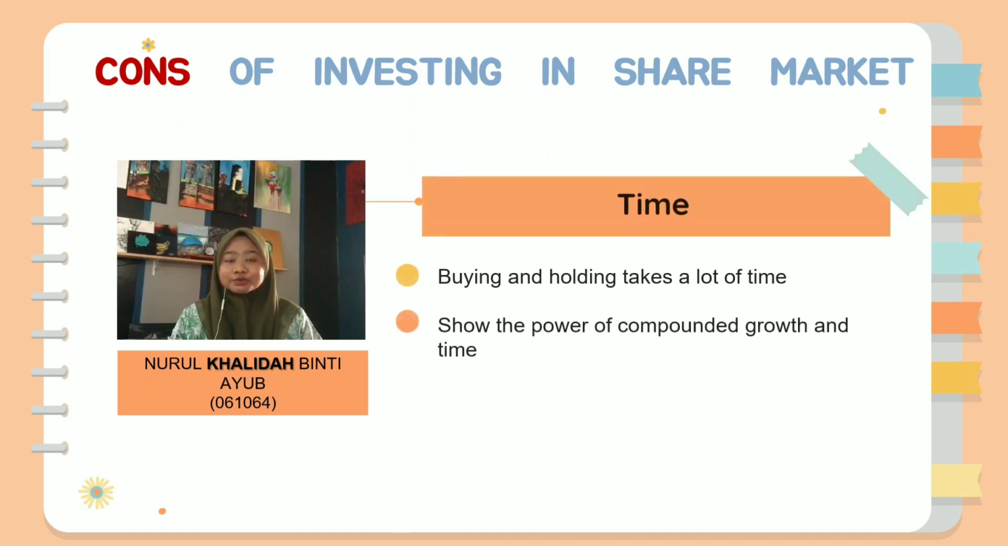Okay, to add the last point, buying and holding takes a lot of time. Just because you have owned an asset for 10 years does not mean you are entitled to a hefty payout for your work and money. You will need to learn how to interpret financial statements and annual reports, as well as keep up with news about your company. So, return to the table to show the power of compounded growth over time.